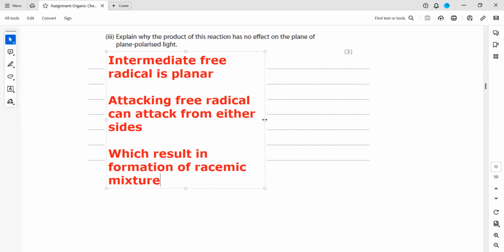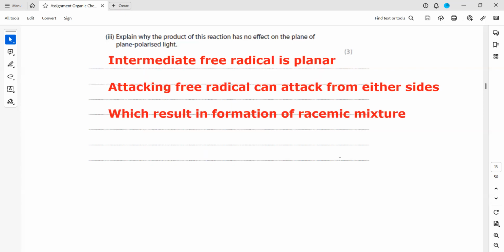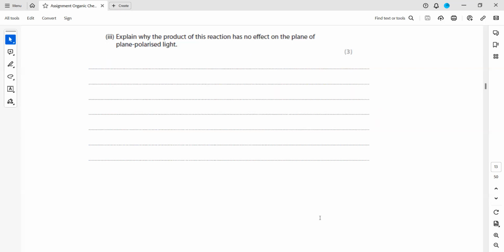And as a result, when it forms a racemic mixture, what will happen? It will not rotate the polarized light. One is rotating clockwise, another one is anti-clockwise. So overall, they cancel out the effect. So this was question 3 from this exercise, organic chemistry.